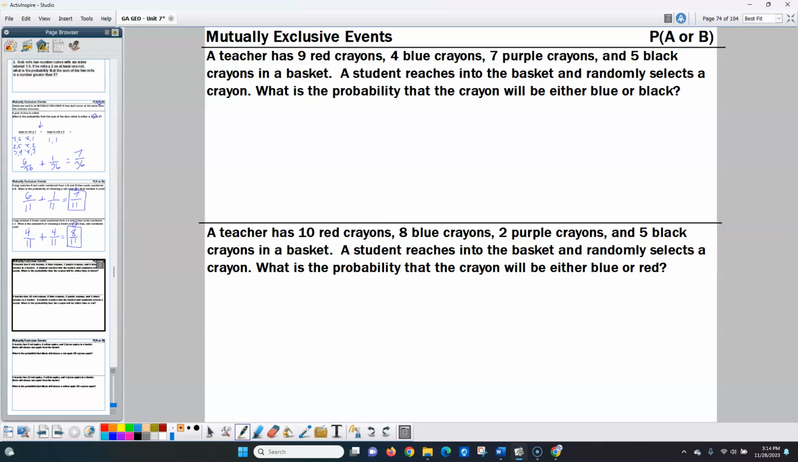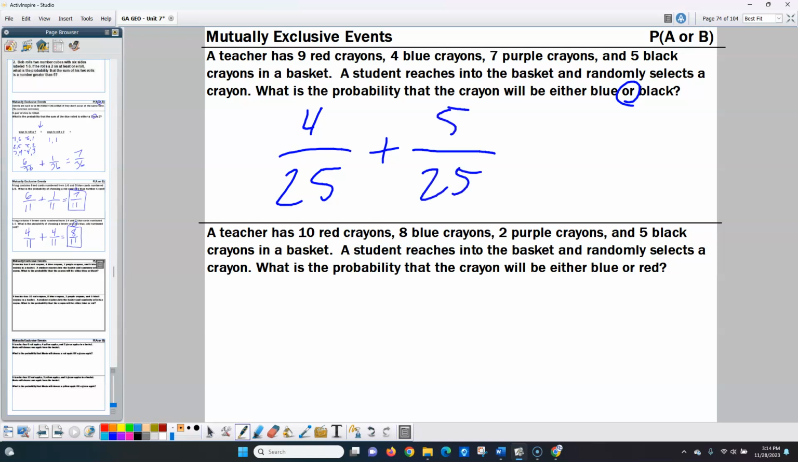Okay. A teacher has 9 red crayons, 4 blue crayons, 7 purple crayons, and 5 black crayons. A student reaches into the basket and randomly selects a crayon. What's the probability that the crayon will either be blue or black? How many total crayons I got here? I think I got 25. Is that right? 25 total crayons. And we want a blue crayon. That's 4 out of 25. The word or means to add. Black. 5 out of 25. So the probability that we get a blue or a black one would be 9 out of 25.